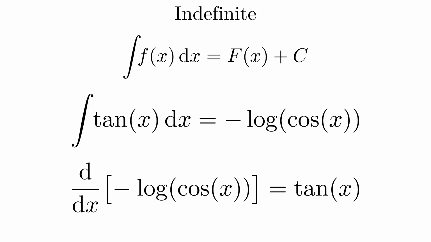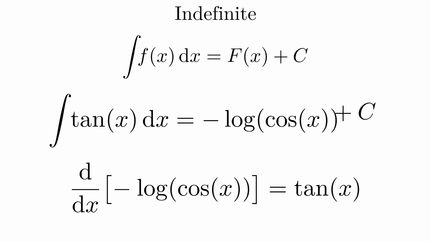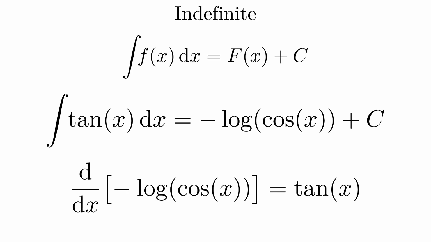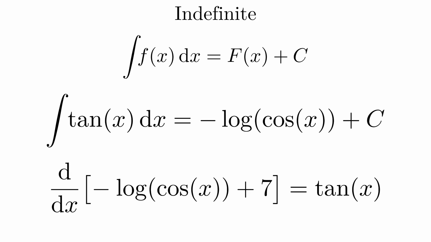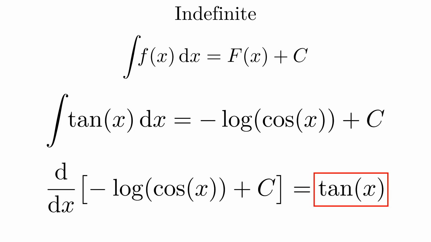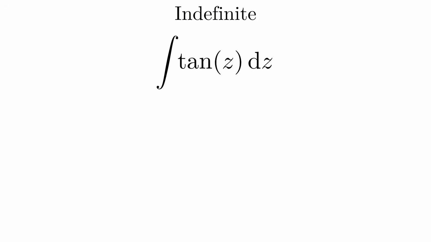We usually put this little plus c here on the end of the answer to remind us that the derivative of minus log of the cosine of x plus 7, or any other constant we choose to put here, will also be tangent of x. Let's think about what it looks like to try and do this with tangent of z instead.